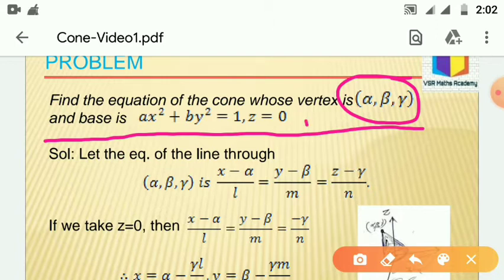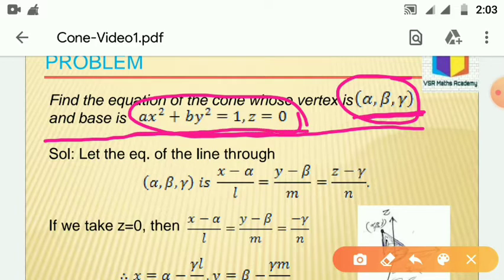Guiding curve is also known as base curve. Another terminology we use to express the guiding curve is base. Guiding curve is also known as the base of the cone. So here alpha, beta, gamma is the vertex and ax square plus by square is equal to 1, z is equal to 0 is the guiding curve.